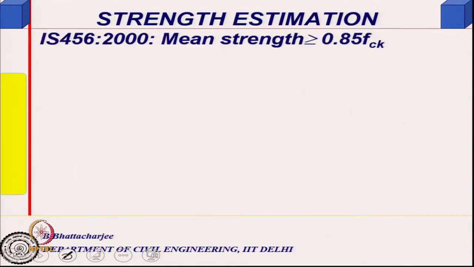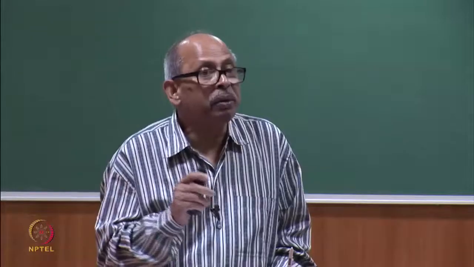But Indian code of course does it in a different manner. If you measure in the site, mean in situ strength should not be less than 0.85 FCK. And I have told you how to find out mean in situ strength through cube strength.